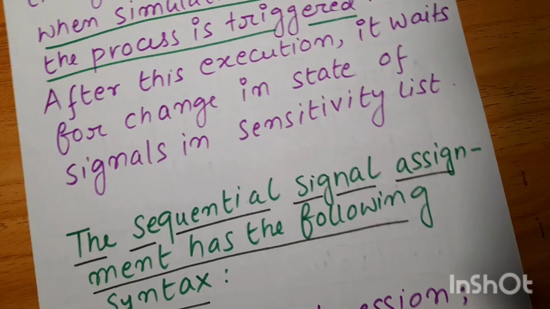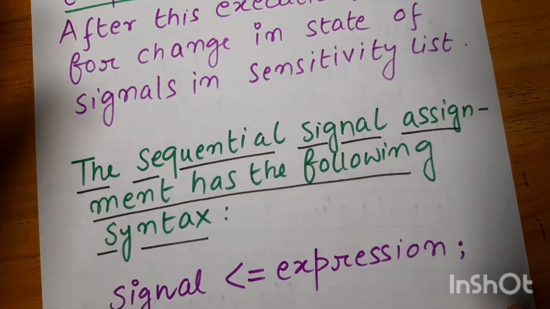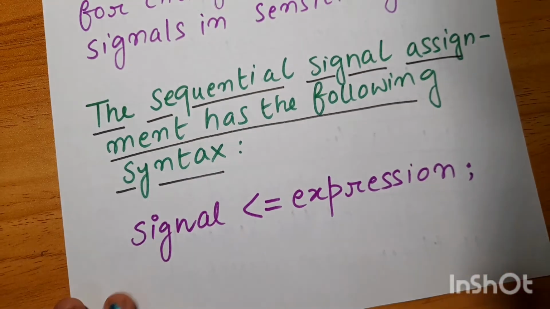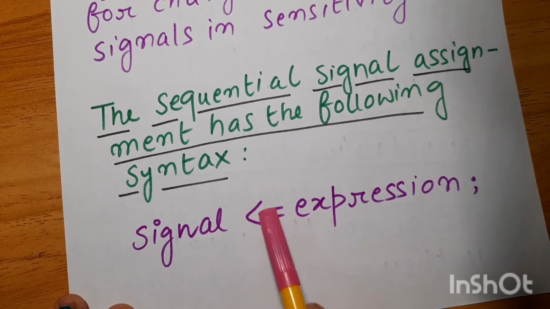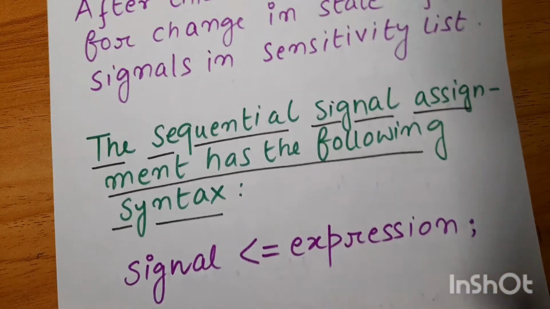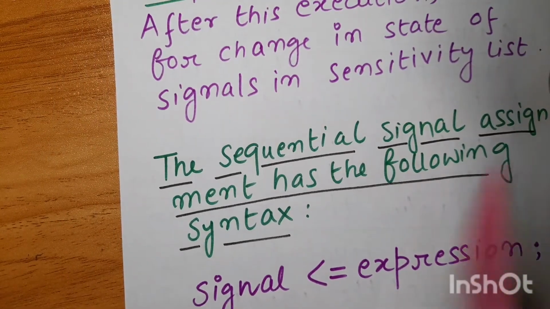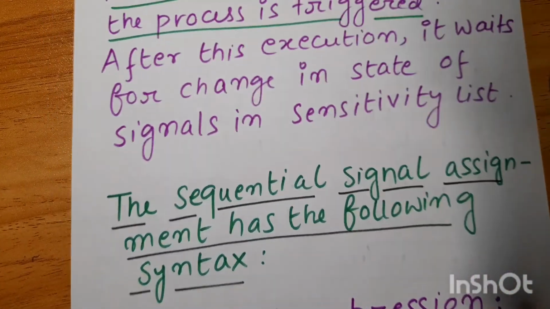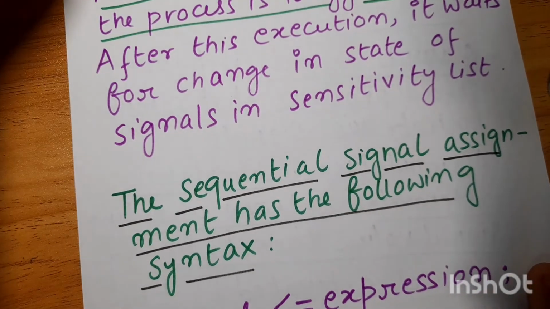Sequential signal assignment has the following syntax. So here is the syntax. Signal less than operator equal to is the expression. This is the sequential signal assignment syntax which is available in VHDL.